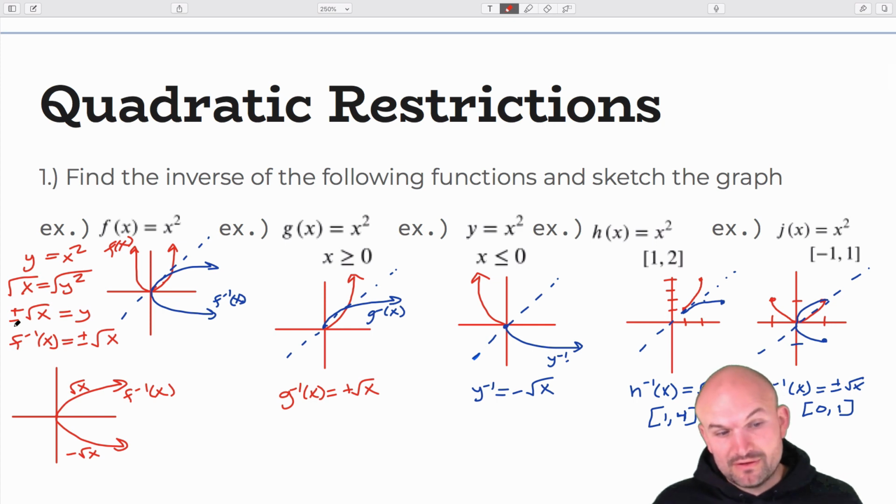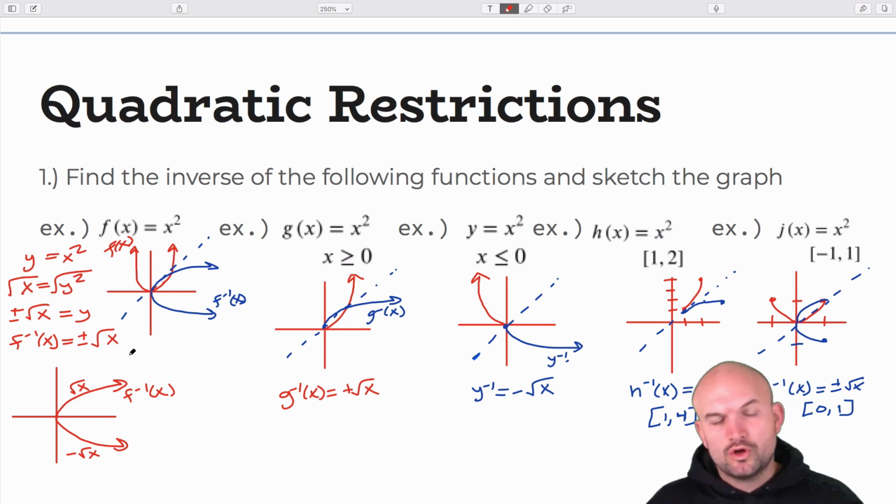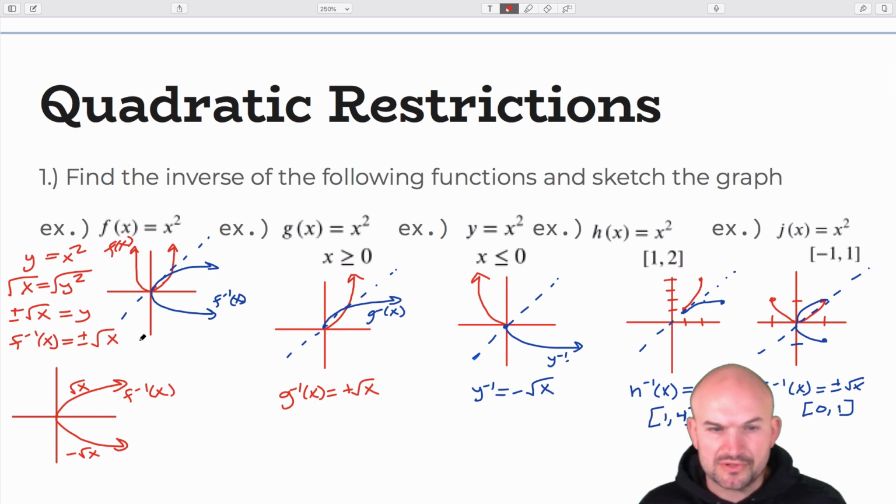Another way we look at graphing, rather than solving and doing that plus or minus, is that you could also reflect about the y equals x line. And that was usually the preferred, quicker method of being able to graph a function and its inverse. And that's exactly what I do for the rest of these examples.